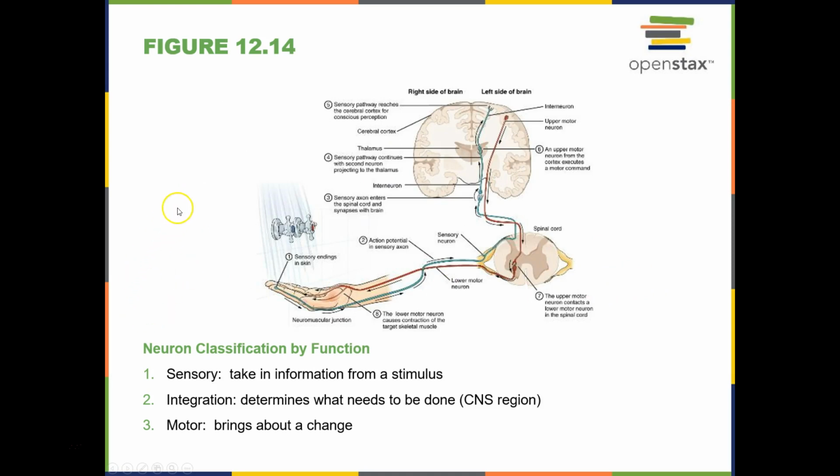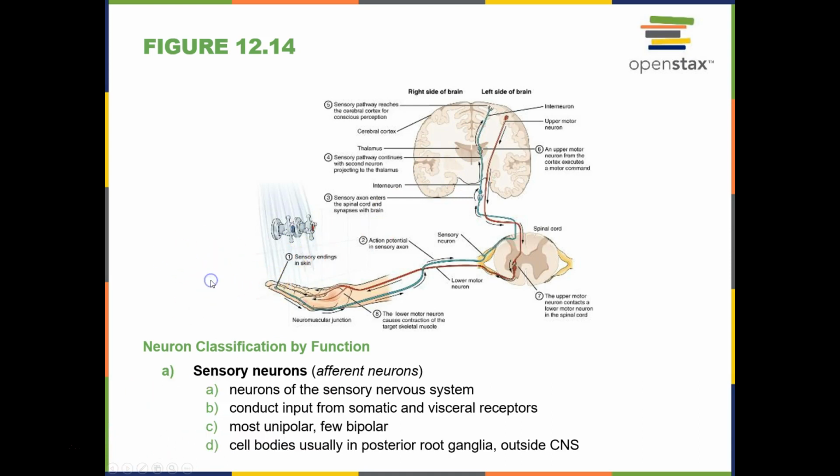And so let's look at how information moves through the nervous system. So functionally, we have sensory neurons that take in information, and in this case, we're looking at the temperature of water. So we have sensory nerves taking in information, will integrate the information in the brain, and then bring about some change through the efferent system.